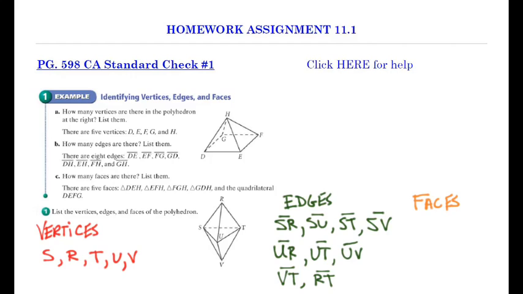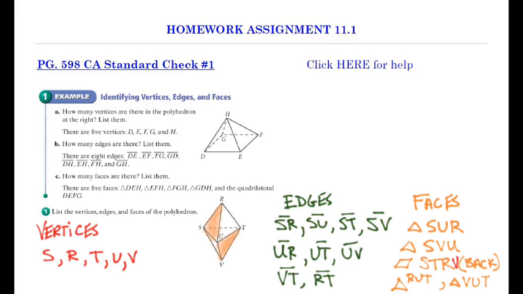If I look at the faces, those are the sides, and the faces in this case, except for the back, are triangles. So I have triangle SUR, triangle SVU, triangle ST... or in the back, right? It's not a triangle, it's this rhombus shape, and so I have that piece back there. I should actually add another point there: STRV, so it has to have a V attached to it, and then I have a triangle on that side, and that side there. So those are my faces as we go through this.